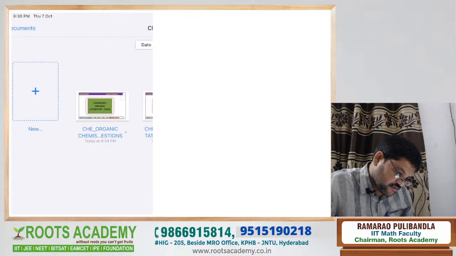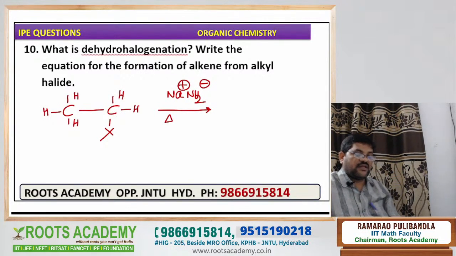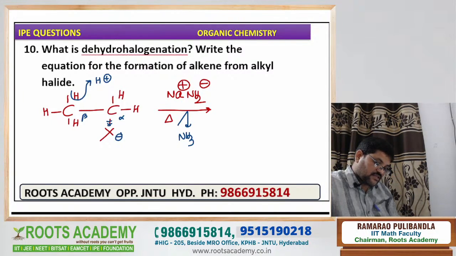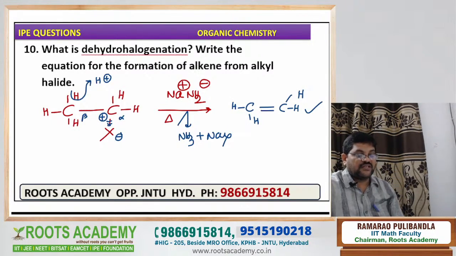Sodamide, Na plus NH2 minus, is the strongest base. The NH2 minus removes one of the beta hydrogens as H plus. Now H plus combines with NH2 minus, with loss of NH3. Halogen is removed as X minus. Loss of NaX, and you get CH2 double bond CH2. So ethene gas is forming.